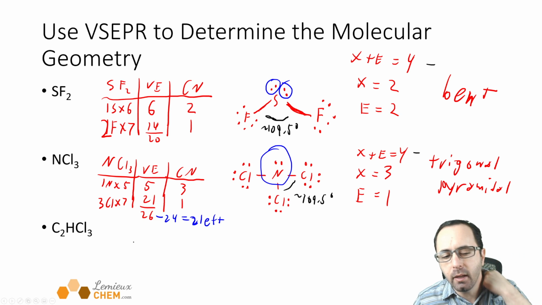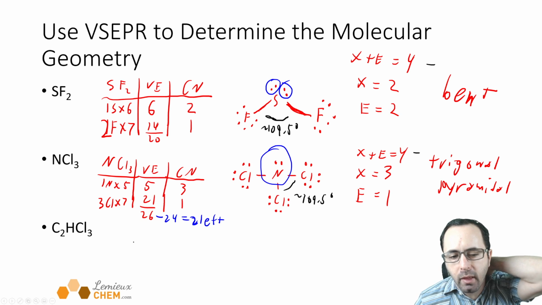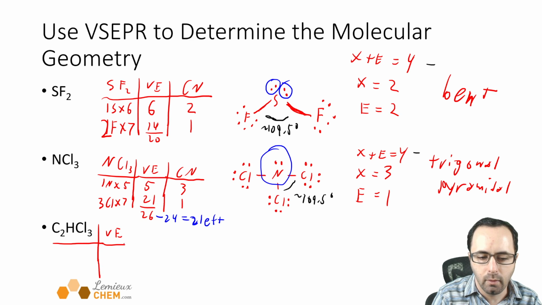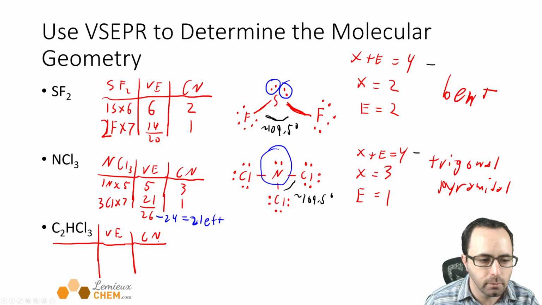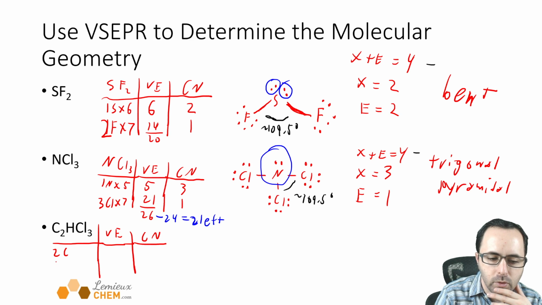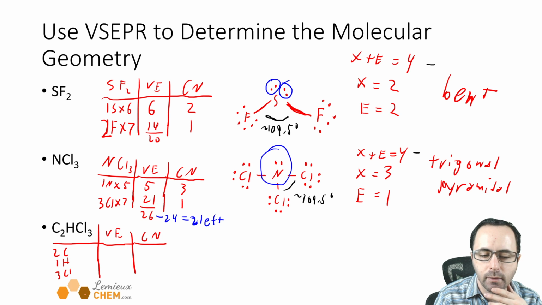Finally, I wanted to give you at least one with more than one center atom. And so let's do this one. I'm going to use my pair right here. So valence electrons, valence numbers. Okay. And so we got here 2 carbons, 1 hydrogen, and we've got 3 chlorines.